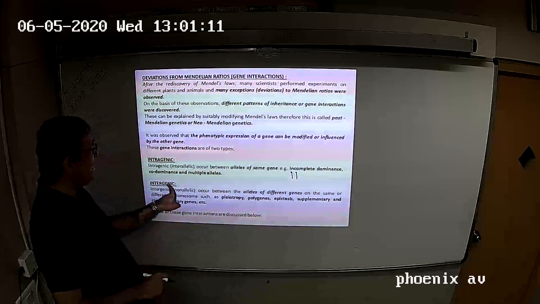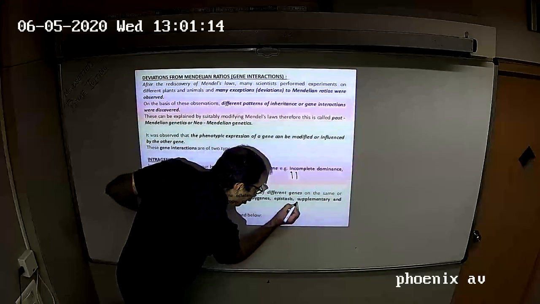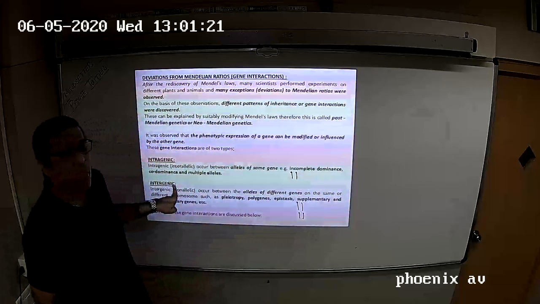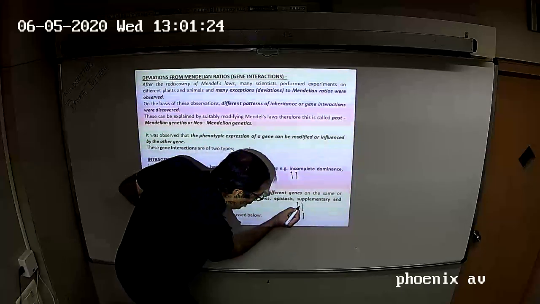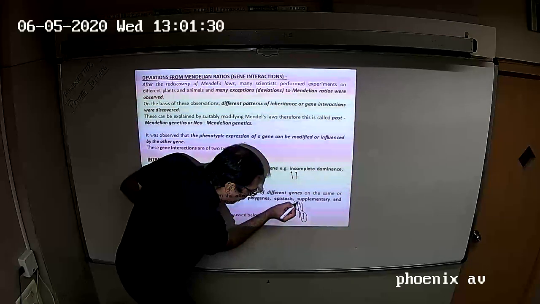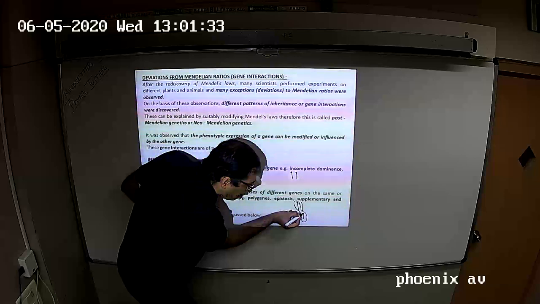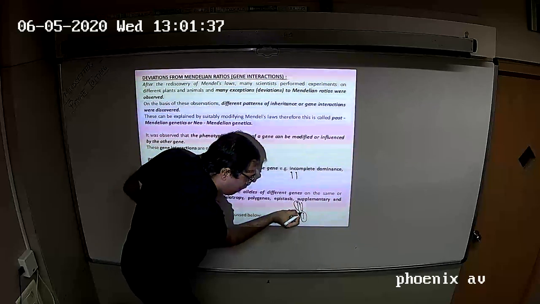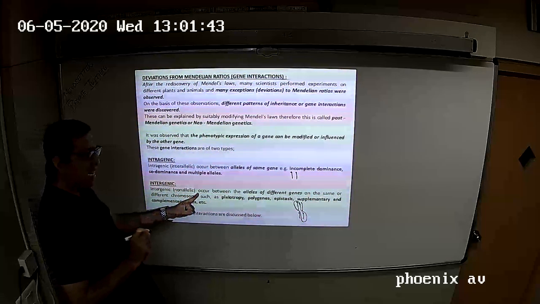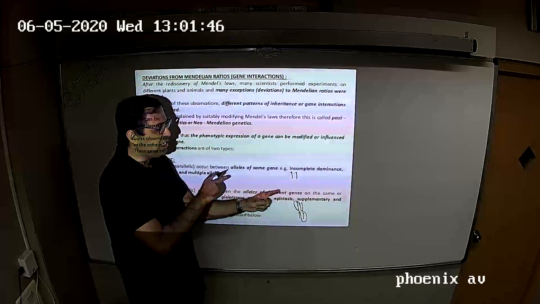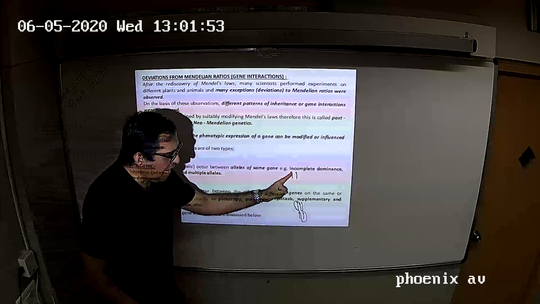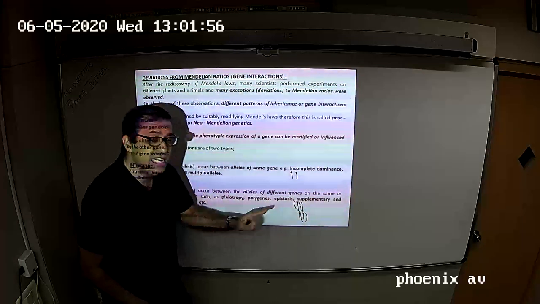Then you have intergenic interactions. These are two alleles, and these are two different alleles found on a different pair of chromosomes, and the interaction between these genes is called intergenic. So these are interactions between non-allelic genes. These are allelic genes, these are non-allelic genes, and the interaction between them is called intergenic or non-allelic interaction, which occurs between alleles of different genes found on different chromosomes. So this is intragenic, this is intergenic.